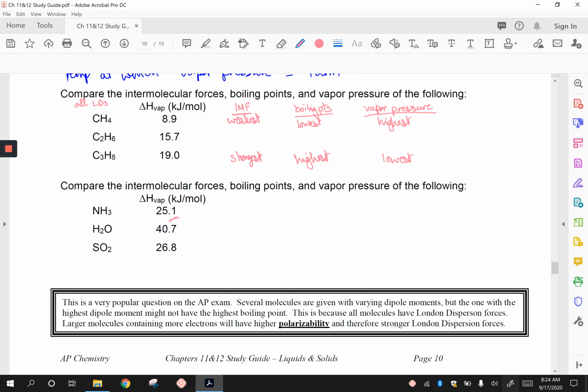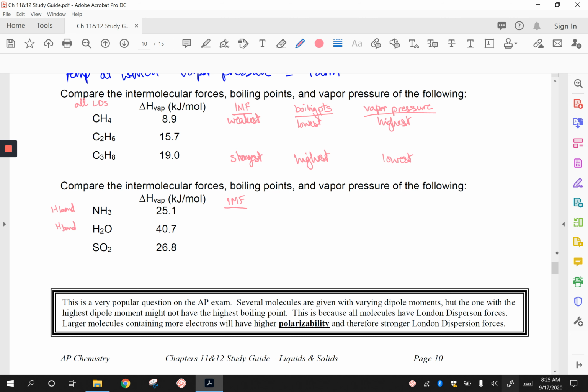Okay, let's look at the next one here. So we are doing the same thing. We are comparing the intermolecular forces, the boiling points, and the vapor pressure. So let's start with the intermolecular forces first. And so ammonia we know has H bonding. Water also has H bonding.